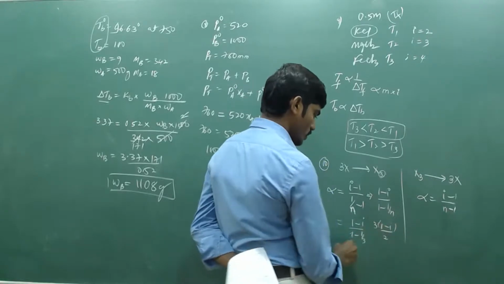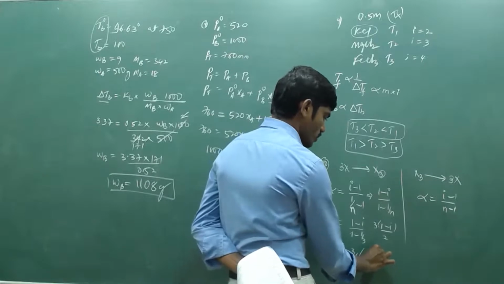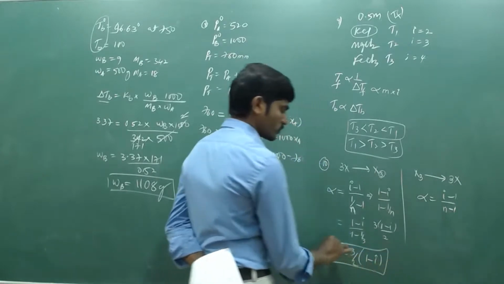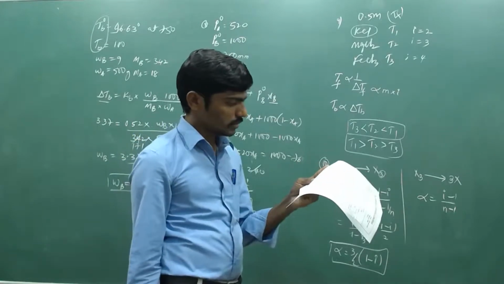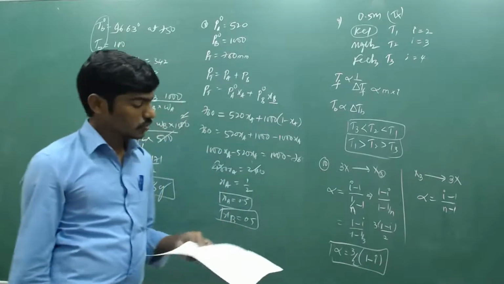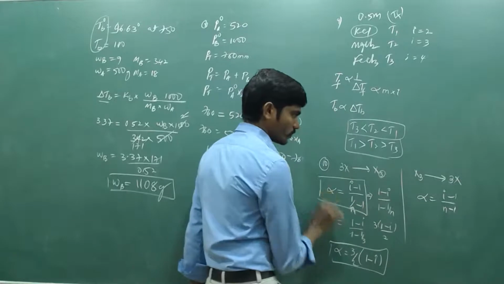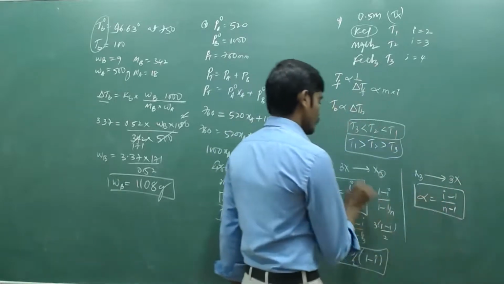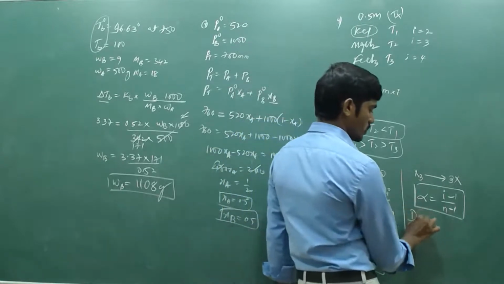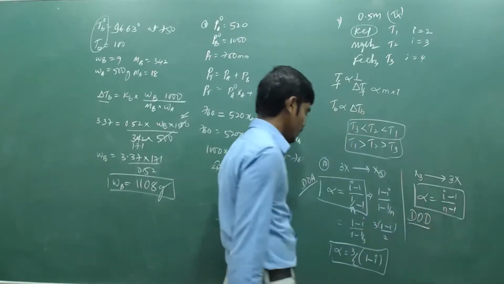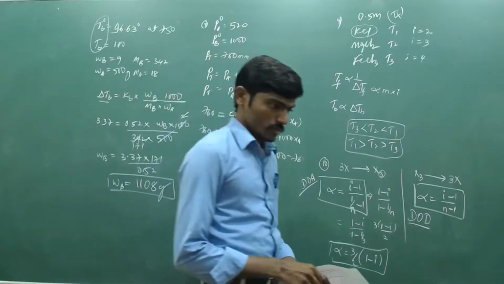That can be multiplied here. So therefore alpha is equal to 3 by 2, 1 minus I. Yes, first option, 3 by 2, 1 minus I. Because this is the formula for degree of association. Next question.